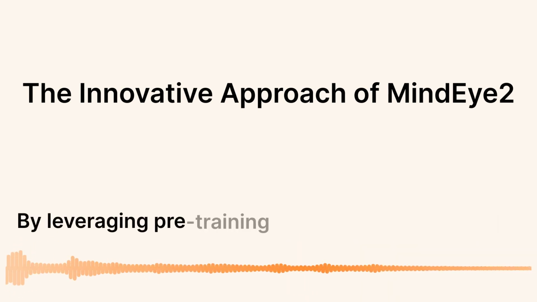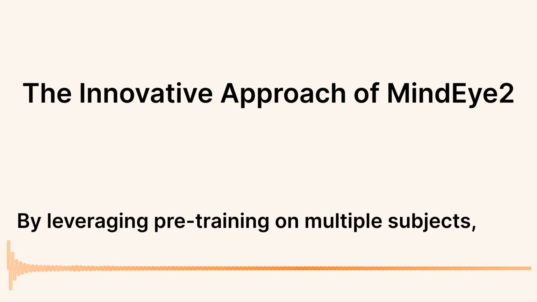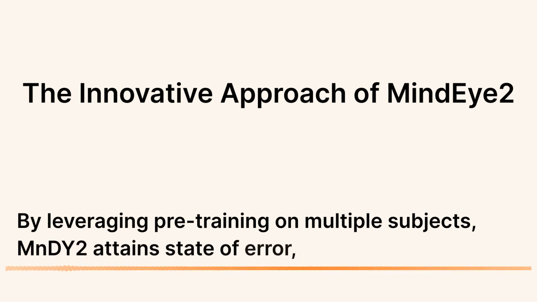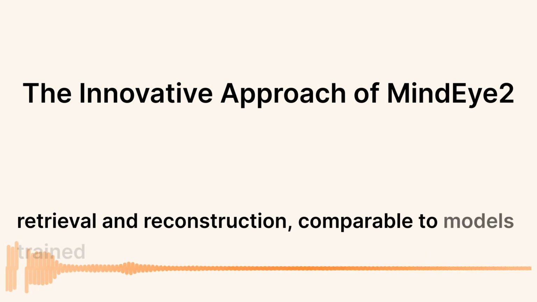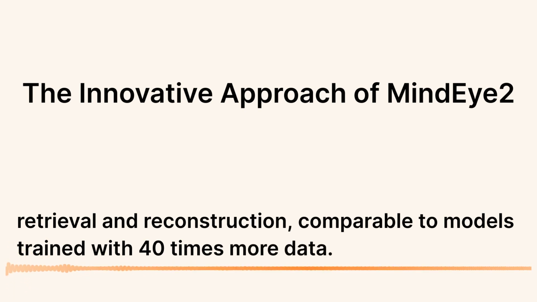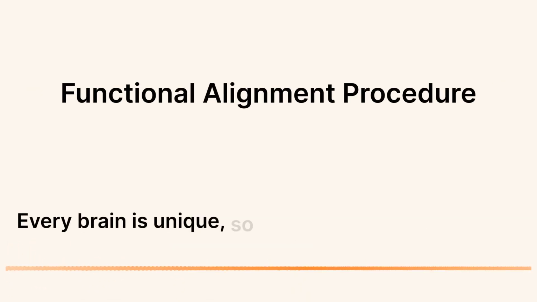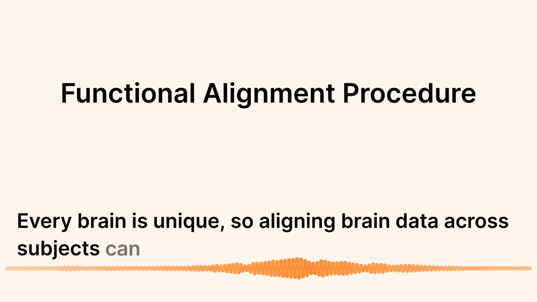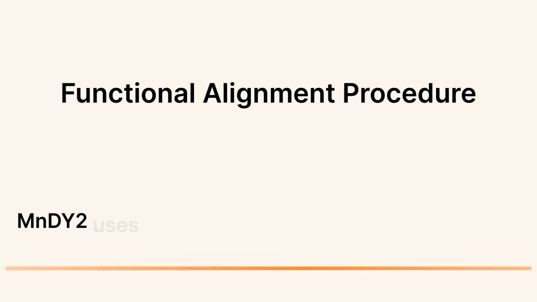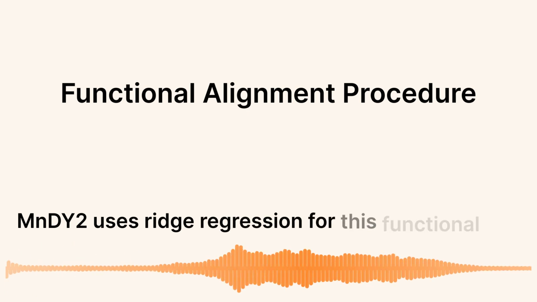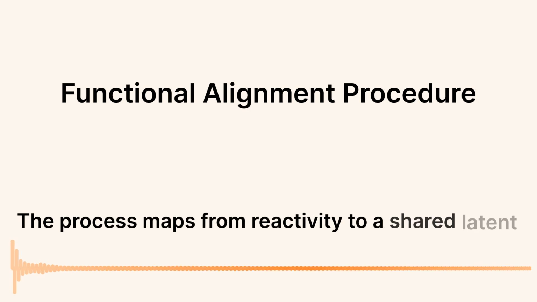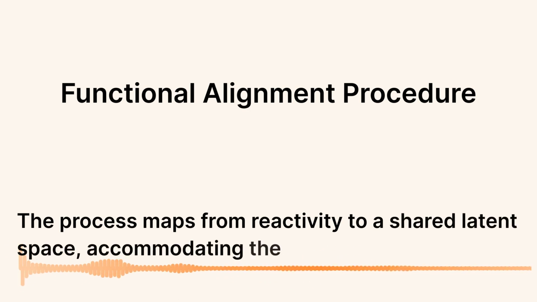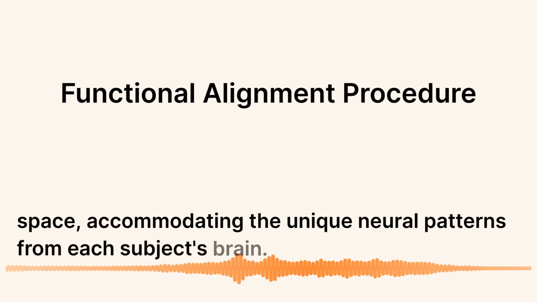By leveraging pre-training on multiple subjects, MindEye2 attains state-of-the-art results in image retrieval and reconstruction, comparable to models trained with 40 times more data. Every brain is unique, so aligning brain data across subjects can be tricky. MindEye2 uses ridge regression for this functional alignment. The process maps fMRI activity to a shared latent space, accommodating the unique neural patterns from each subject's brain.